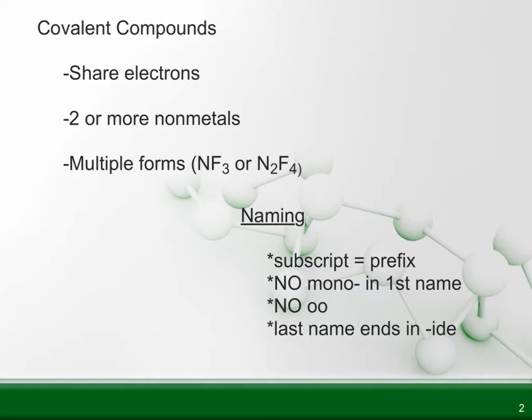Alright, some conventions for naming. These go along with your notes. Remember that the subscript equals the prefix, so we're going to use prefixes when naming covalent compounds. We are going to eliminate mono as a first name. So we will not use the prefix mono when writing the first name. We will not have a double O at any point in our name. And then we will always change the last name so that it ends in IDE.